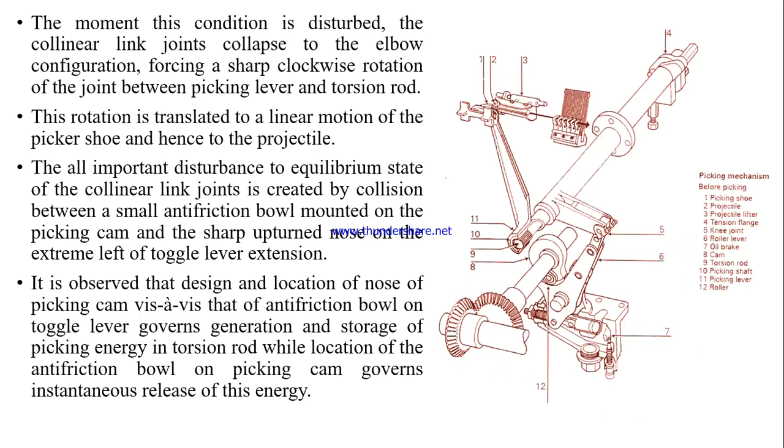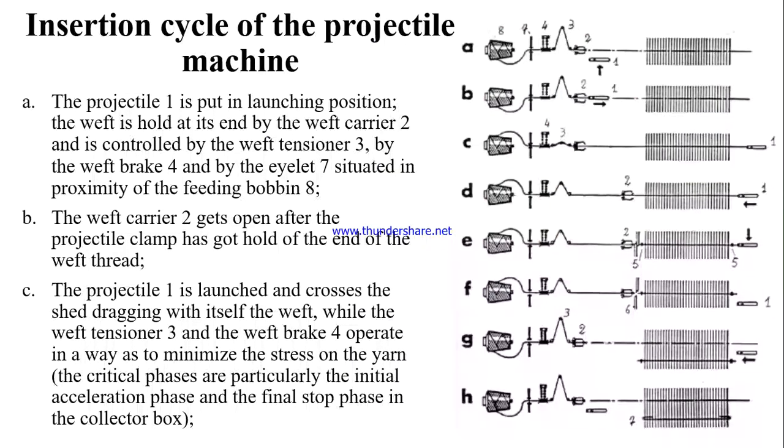How much angle is to be twisted in the torsion bar depends on the design of the picking shoe and the anti-friction ball, and when the energy will be released is designed based on the position of the picking cam and the anti-friction ball on the toggle lever.